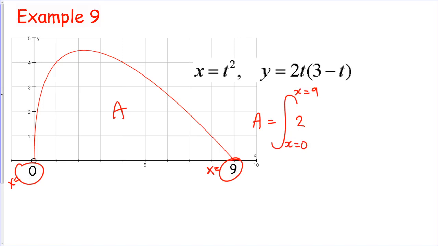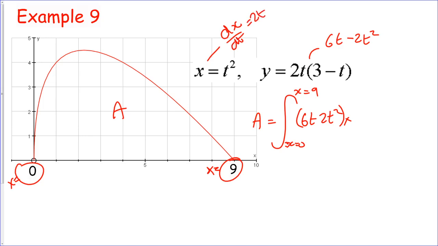We're going to multiply this out, so we get 6t minus 2t squared. So I'm going to put this in here instead. So we've got our x equals 0, we've got our 6t minus 2t squared, multiplied by our dx by dt, which is 2t, multiplied by 2t dt. Now before I go any further, we've got to look at these limits, because these limits are not t limits and everything else is now t's.